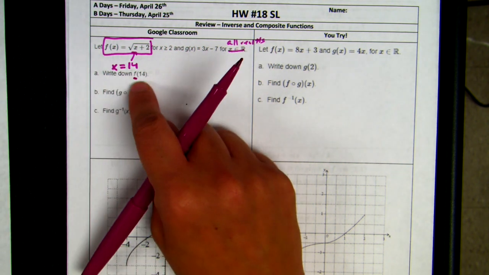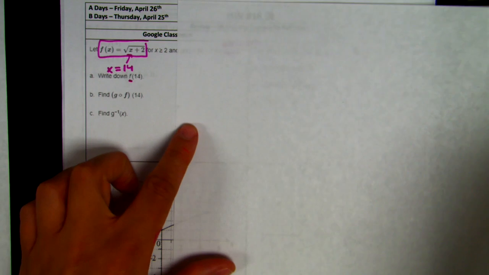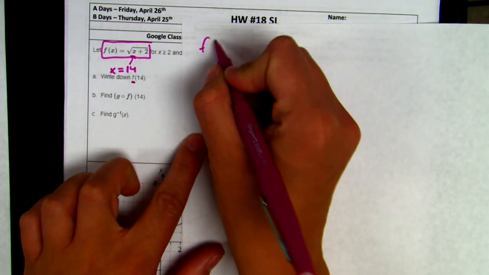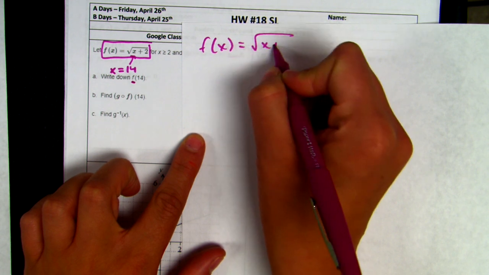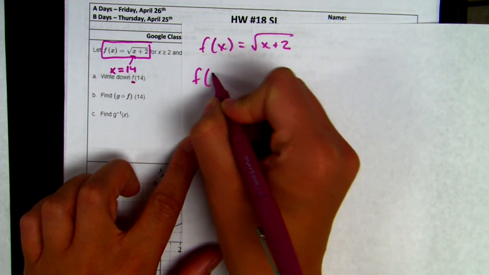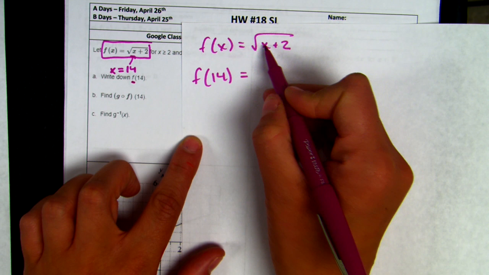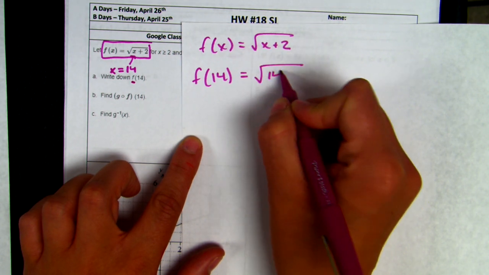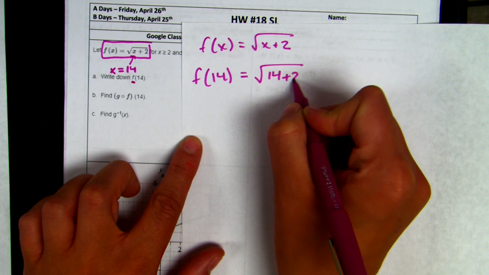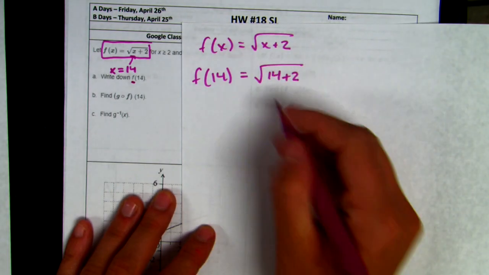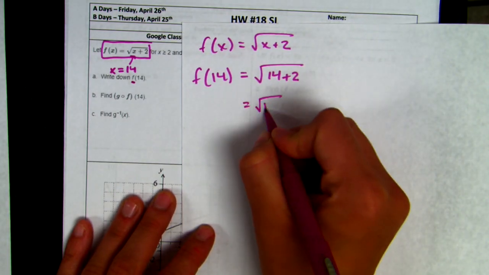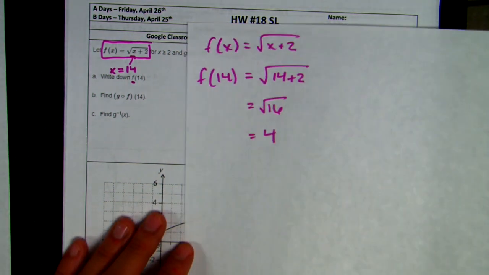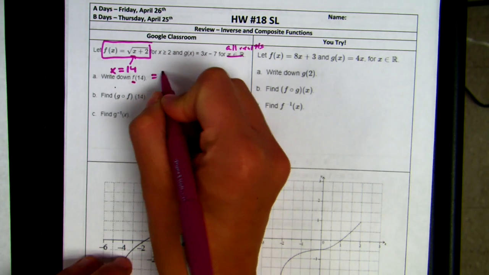So I write down f of 14. If f of x is equal to square root of x plus 2, f of 14 is equal to, wherever I see x, I'm going to plug in 14. So I've got square root of 14 plus 2. 14 plus 2 is 16. Square root of 16 is equal to 4. So my answer here is 4.